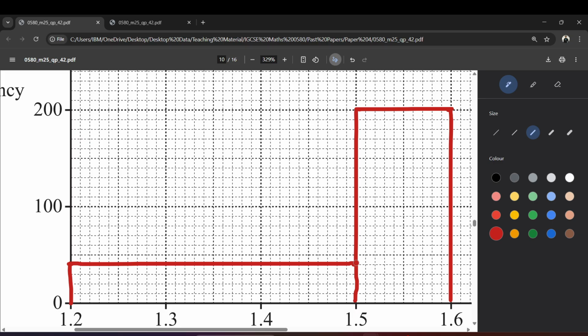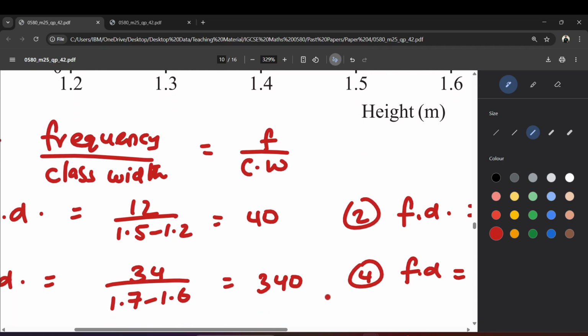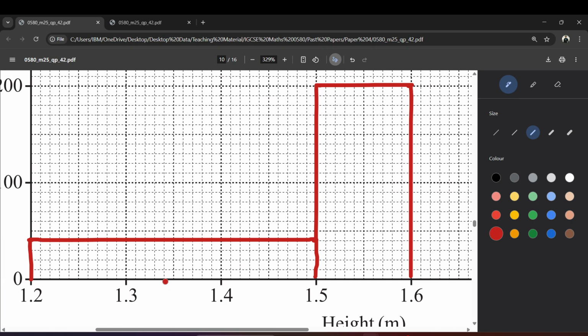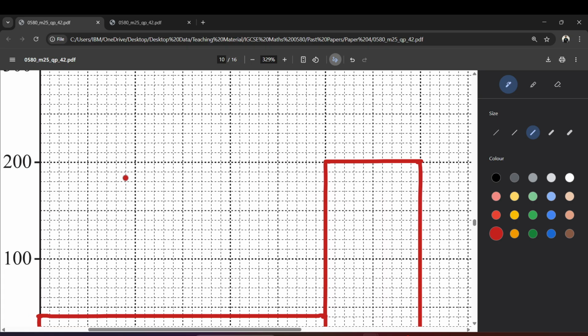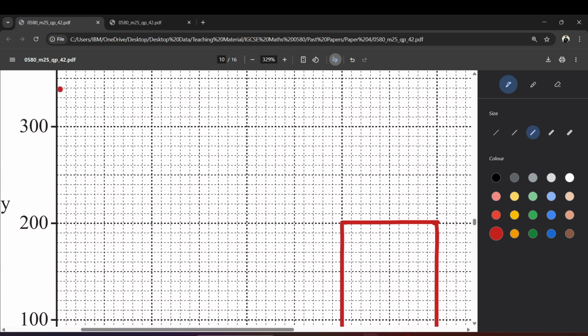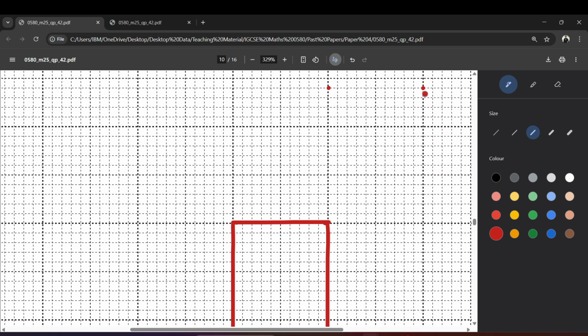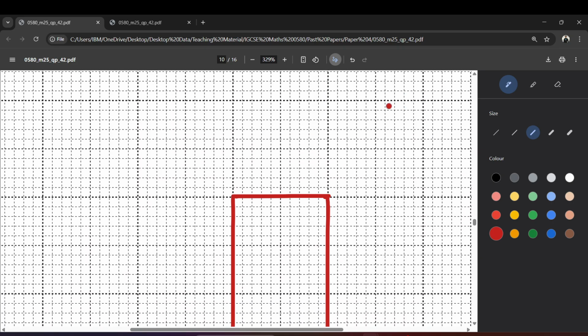All right, make sure that in histograms there are no gaps between the bars. Okay, in a bar graph you leave equal spaces, but in histogram they should be joined together. Okay, number 3, that is 340 and it is between 1.6 and 1.7. So 340, this is 300, 340 is over here. So it should start from here and it should move until this point. So this is 1.7.